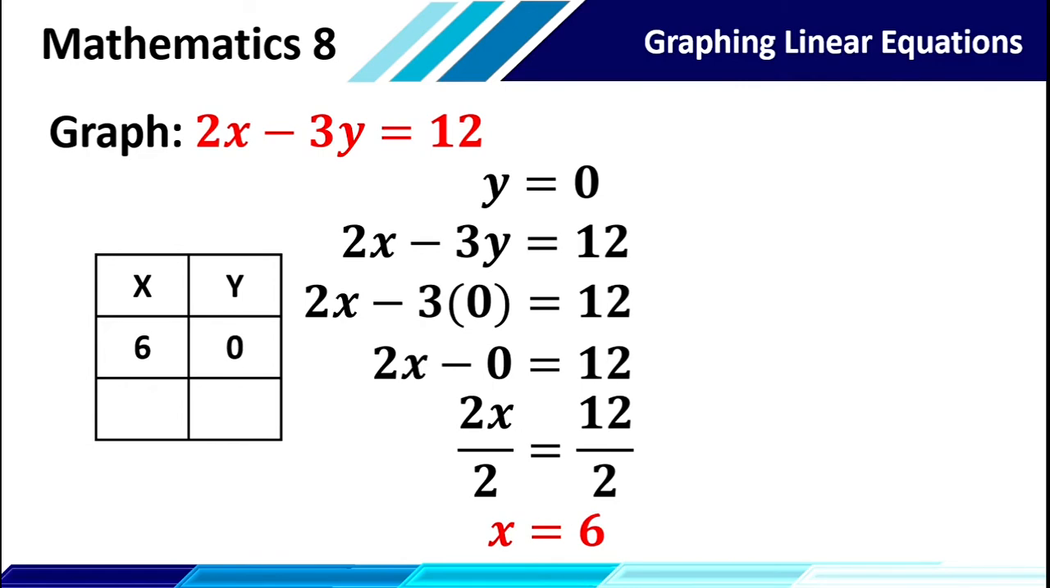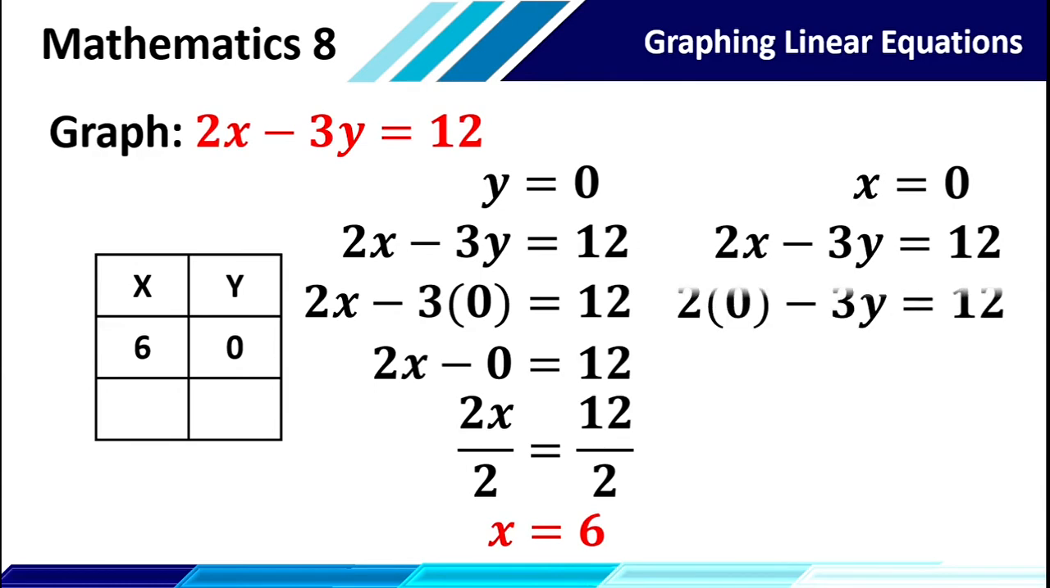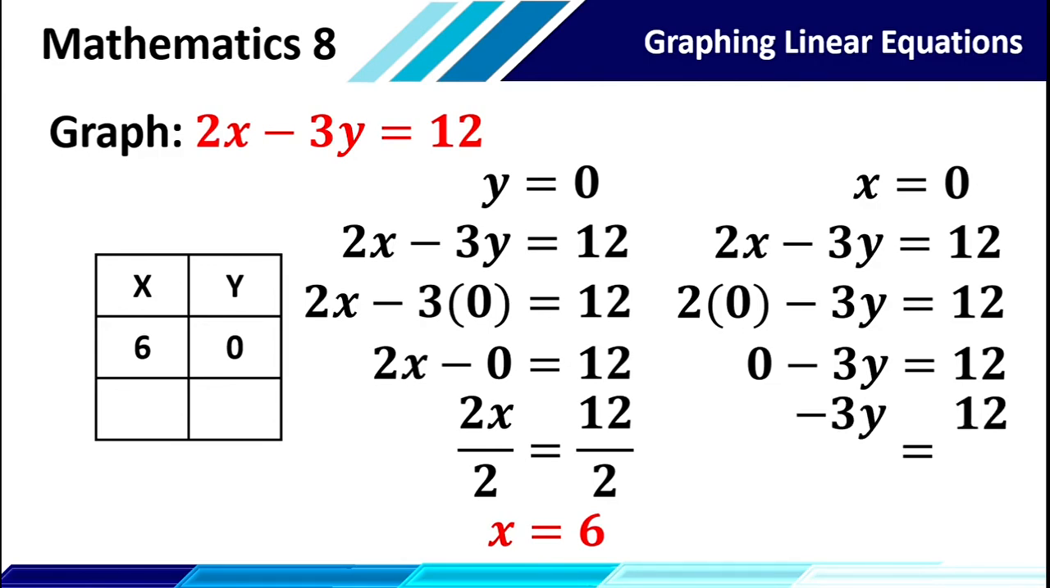Let's locate now our y-intercept by letting the value of x be equal to 0. So we will have our original equation and our x variable replaced by 0. So we will have 2 times 0 minus 3y is equal to 12. 2 times 0 is 0. So we will have 0 minus 3y is equal to 12. To simplify this one, we will have negative 3y is equal to 12. To get rid of negative 3 on our variable, we divide both sides by negative 3. Therefore, y is equal to negative 4. Our y-intercept would be (0, negative 4).